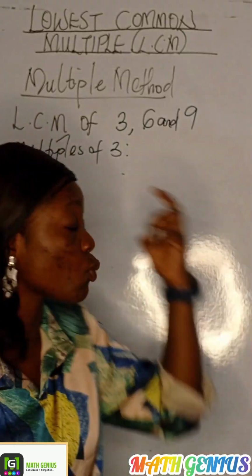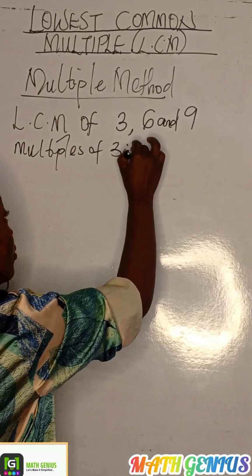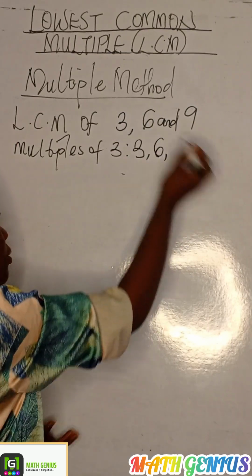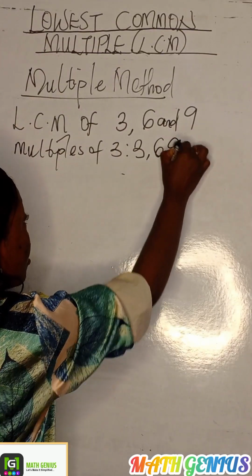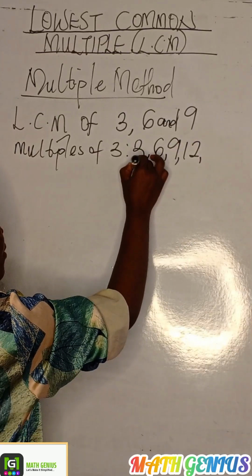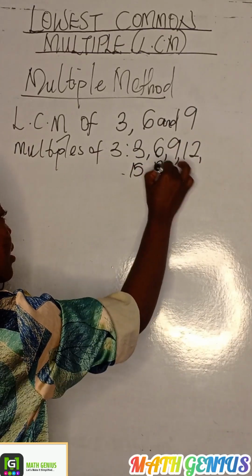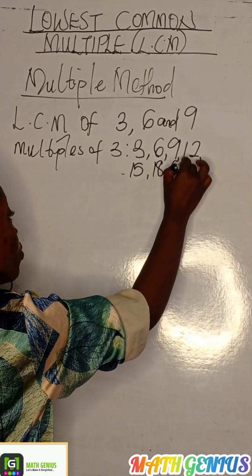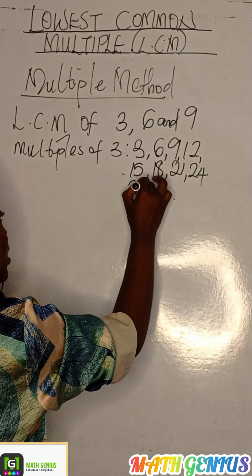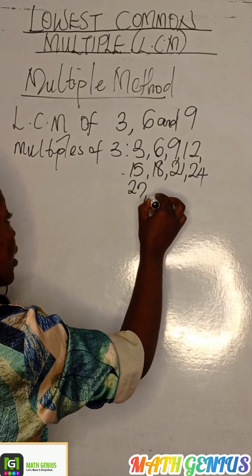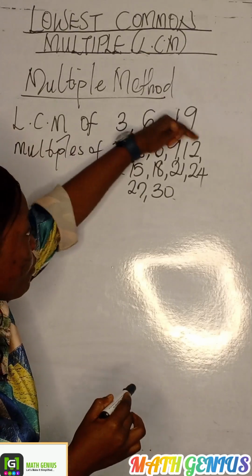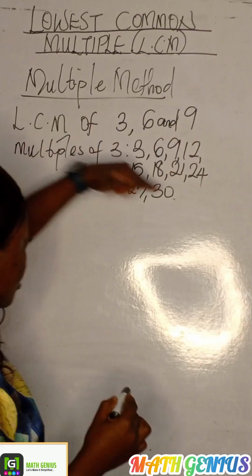All right, so 3 times 1 is 3. 3 times 2 is 6. Times 3 is 9. You add another 3, you have 12. You add another 3, 15. Another 3, 18. Another 3, 21. Add another 3, 24. Add another 3, 27. Add another 3, 30. This is the 10th time. 1, 2, 3, 4, 5, 6, 7, 8, 9, 10.